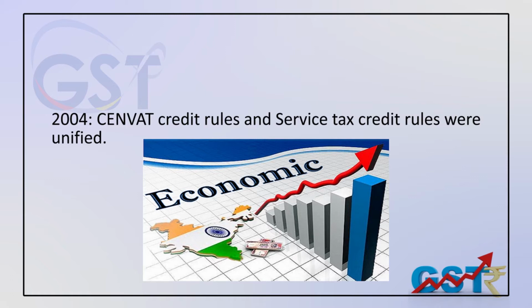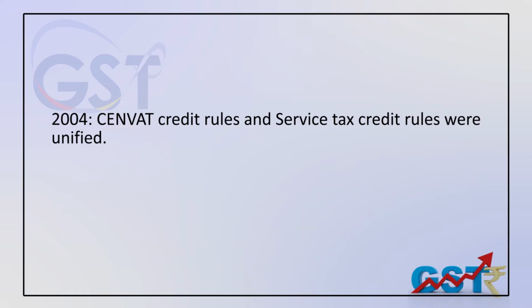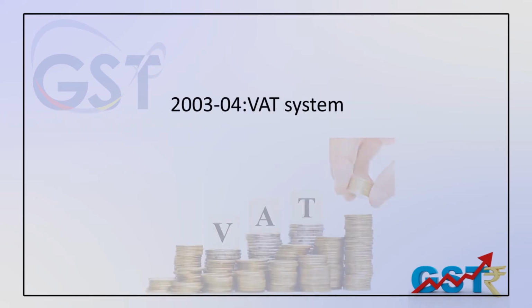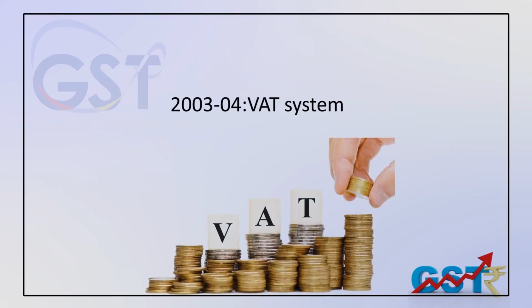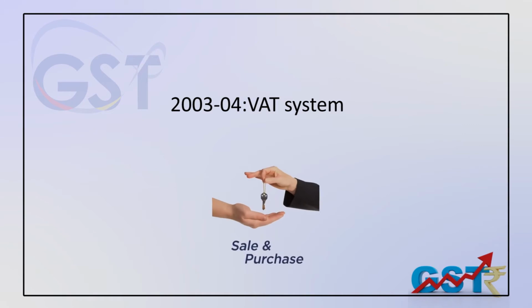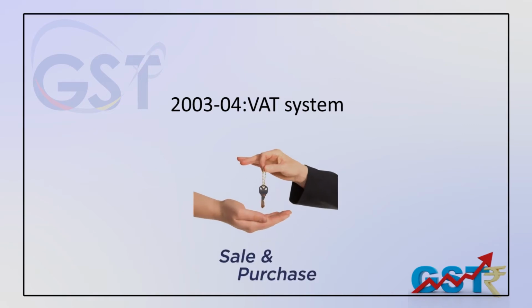But after 2004, when the VAT credit rules and service tax credit rules were unified, we saw the introduction of VAT, that is value added tax. Value added tax was enforced from 2003-04. Under VAT, the tax was levied on each value addition in case of interstate sale or purchase. And at that time, central sales tax was levied in case of interstate sale or purchase.